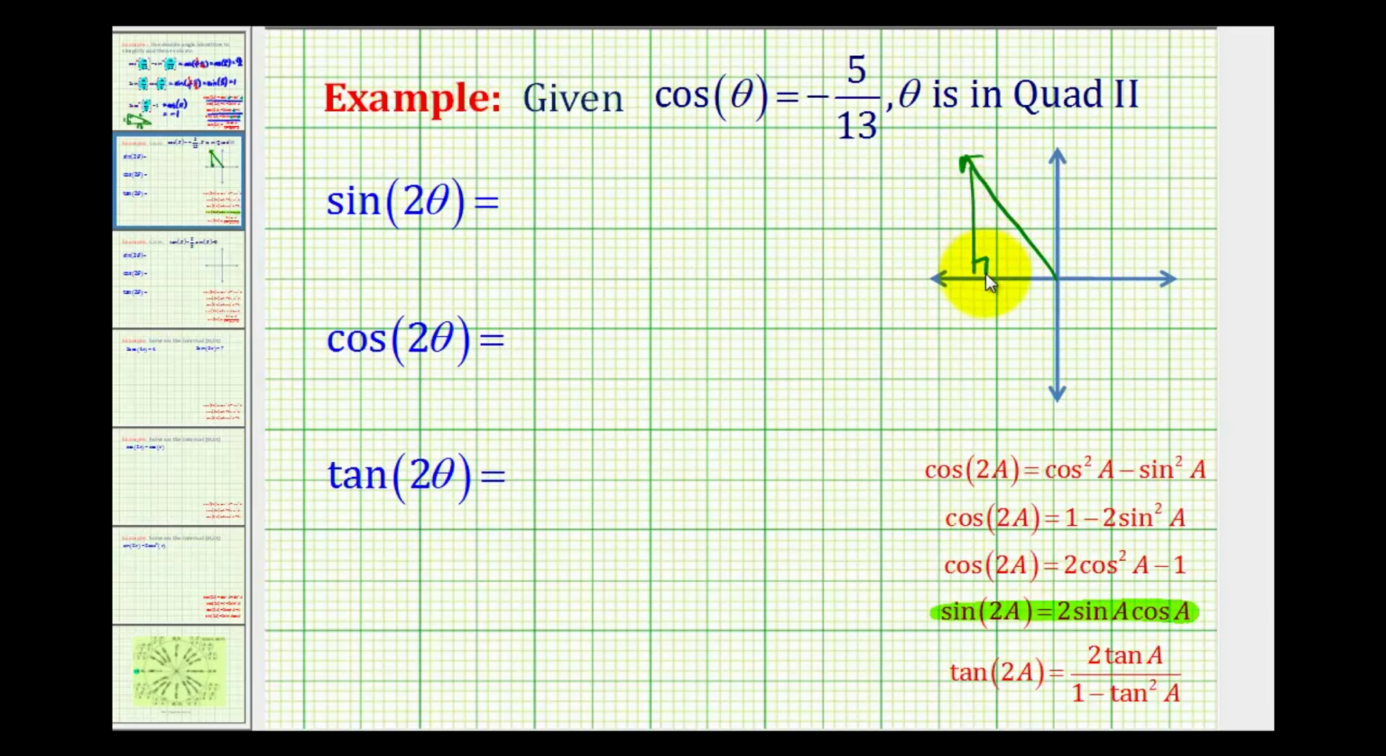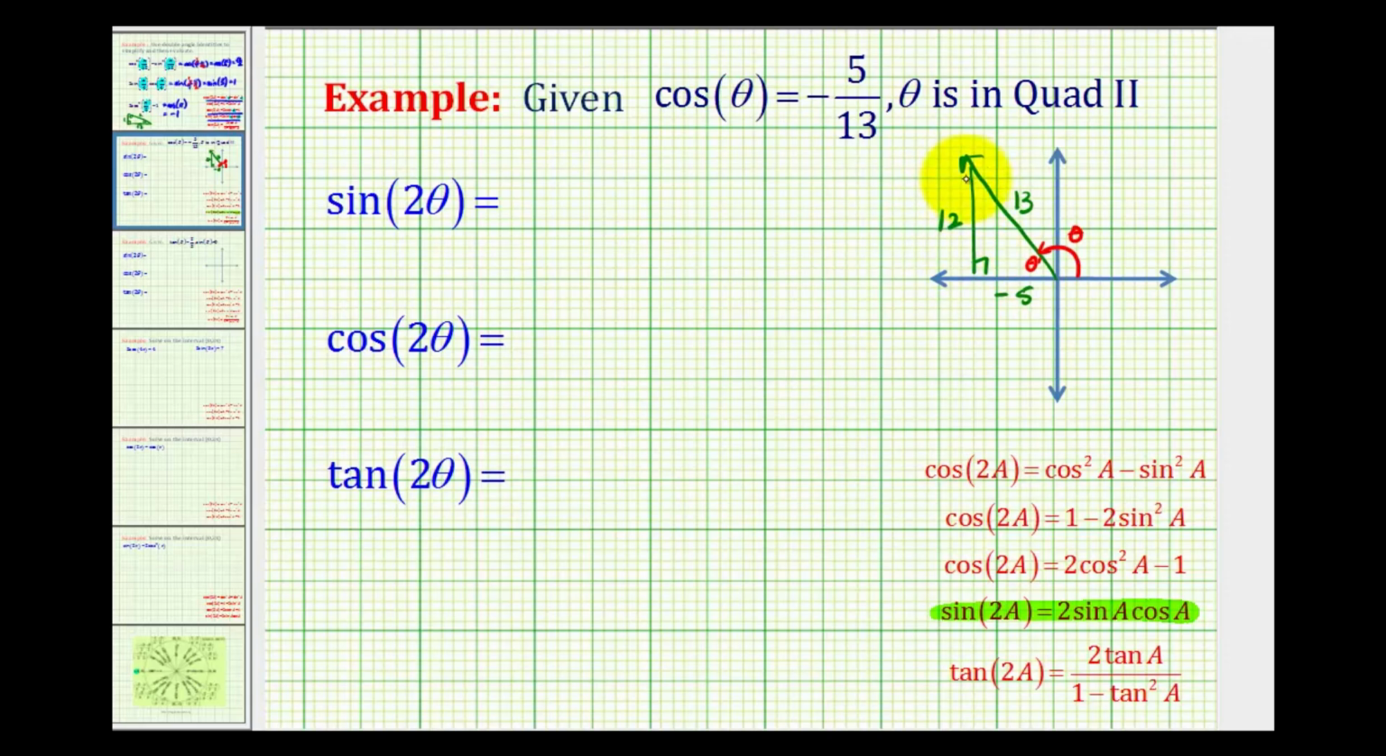So here's our reference triangle. Here's our angle theta in the second quadrant, and we'll call this our reference angle, theta prime. The cosine of this angle is -5/13. So the adjacent side would be -5, the hypotenuse would be 13. We can determine the length of this leg using the Pythagorean theorem, but this is a 5, 12, 13 right triangle, so we can label this leg 12.